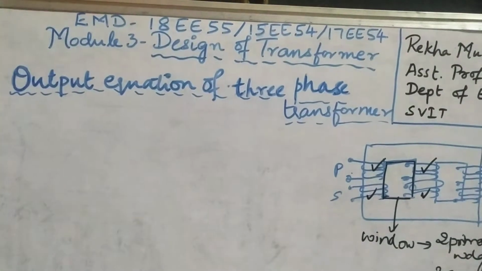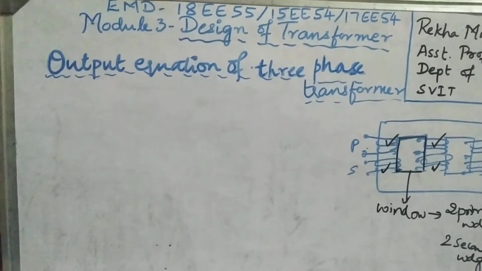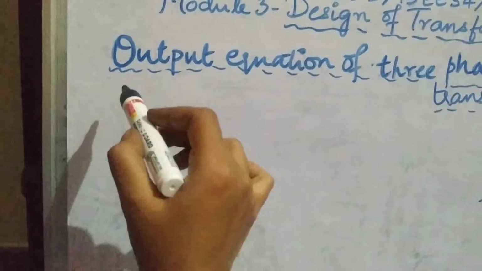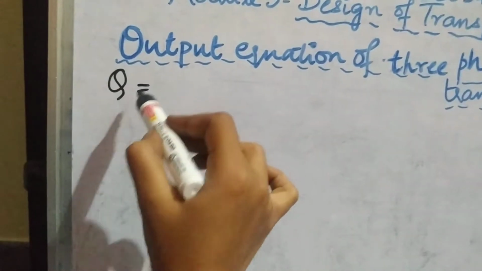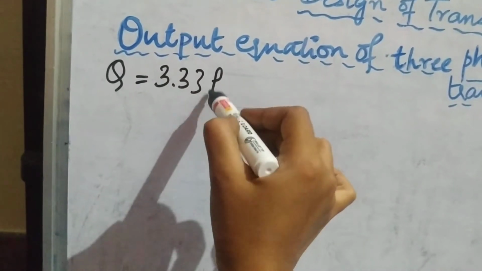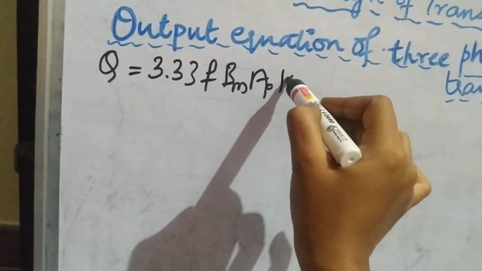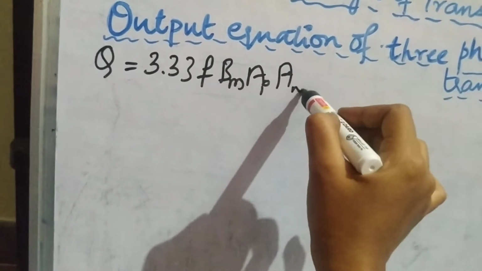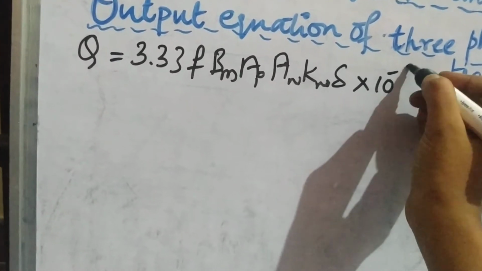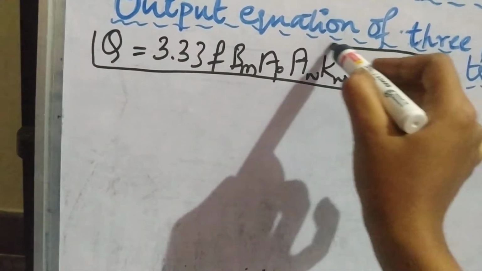Okay, so now let's start with the output equation. What will be the final expression you are going to write? That is Q is equal to 3.33 F into Bm into AI into kW AW into delta into 10 power of minus 3. This is the final expression we are going to express.